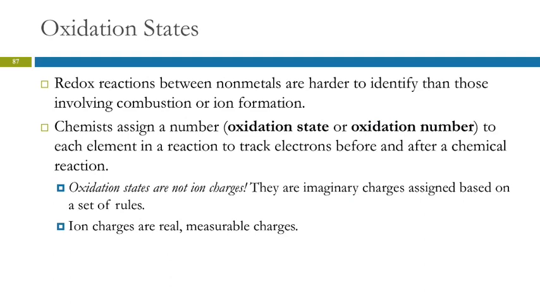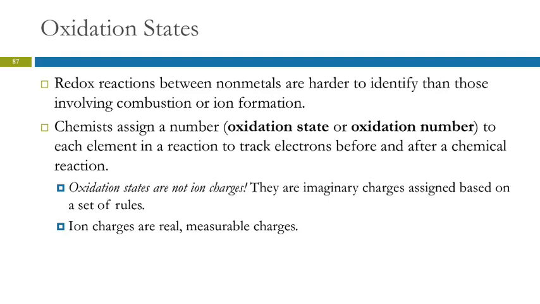So looking at two nonmetals reacting, it's harder to tell if you have a redox reaction because you can't look at ion formation. You can't just say, oh, well, that's reacting with oxygen, it's redox. Things like hydrogen and chlorine reacting together. So we came up with something called oxidation states, sometimes called oxidation numbers.